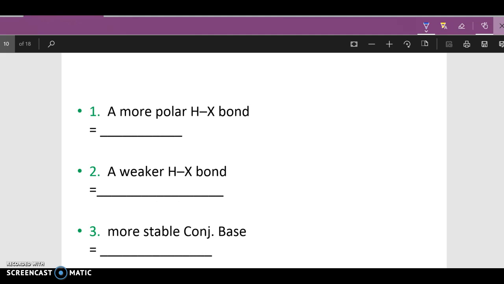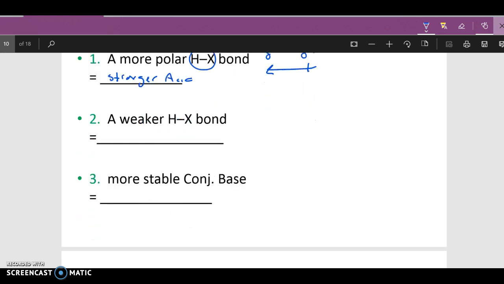The more polar an HX bond, so HX in this case is going to represent any kind of acid. An acid will lose a hydrogen, so any kind of anion attached to a hydrogen is going to represent an acid here. The more polar this bond is, as in the more positive this side is and the more negative this side is, or we usually use these arrows, the more polar the bond, the stronger the acid.